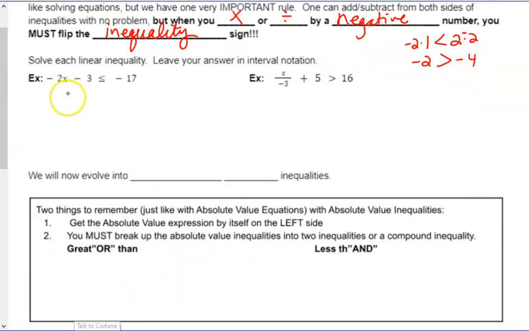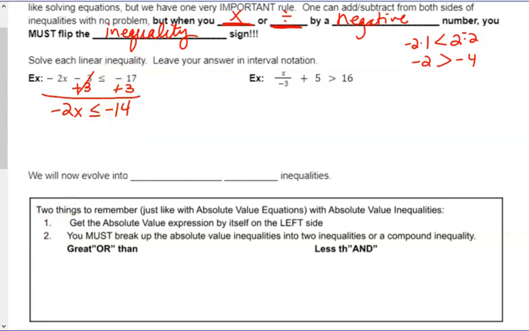So if I'm going to get x by itself here, I need to add that 3 to both sides, and I get -2x. Bring your inequality straight down. I'm not changing it because I added to both sides. I did not multiply or divide. It only happens when you multiply or divide by a negative number. Now, -17 plus 3 gives me a -14.